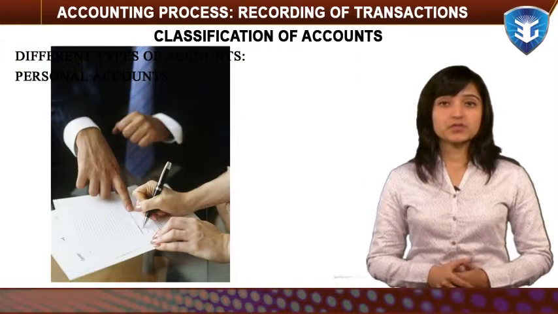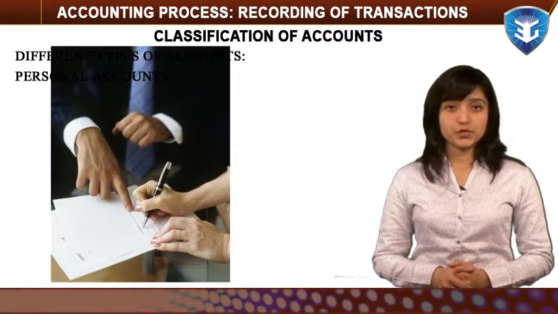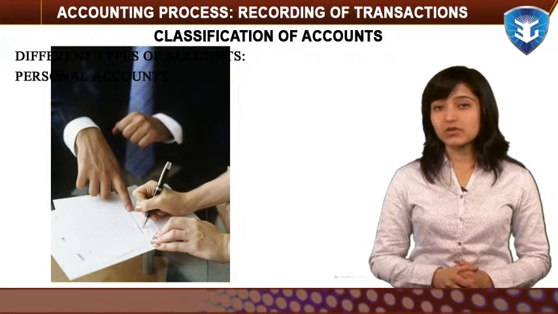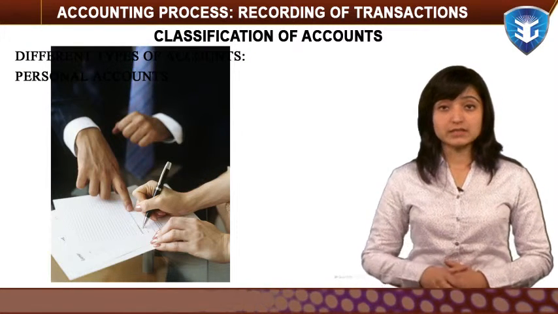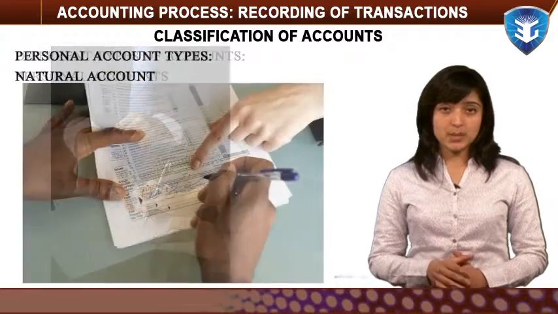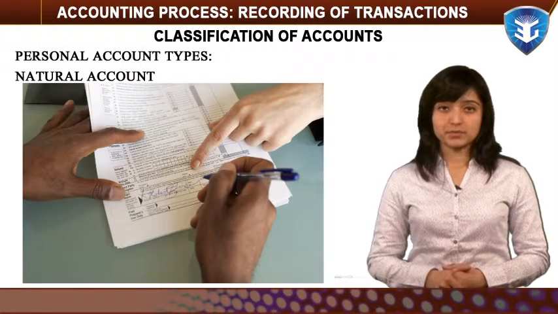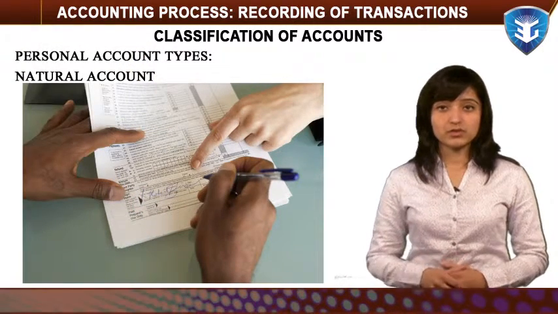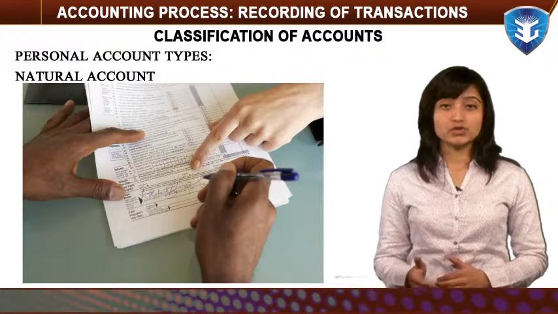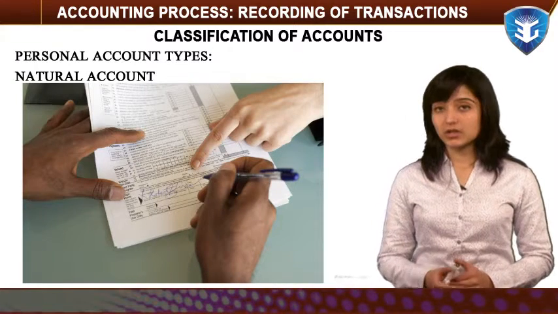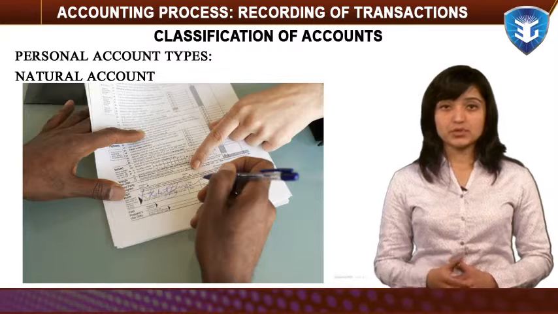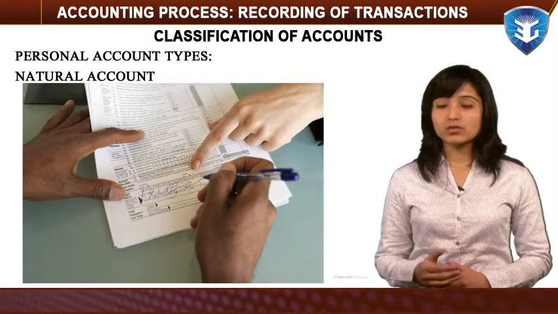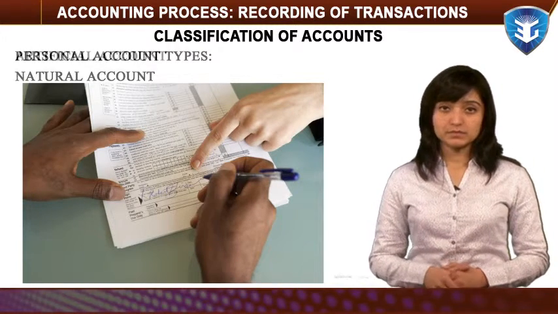The description of different types of accounts is as follows. Personal accounts refers to the account of an organization or an individual. Personal account can be of following types. Natural account refers to the accounts that record transactions related to an individual person. Examples of natural account are Rahul's account and Kavita's account.